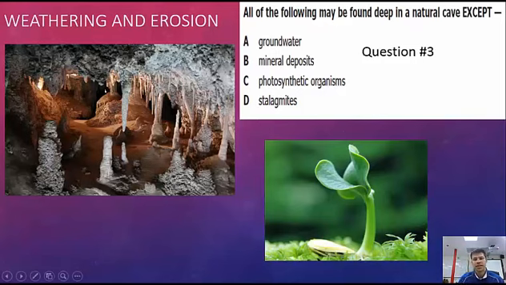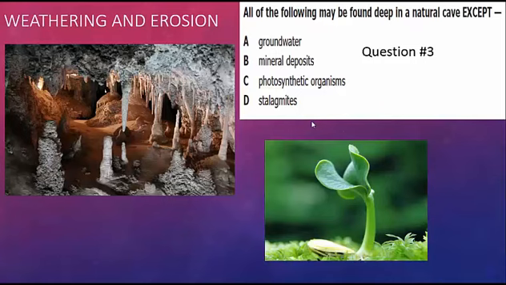Photosynthetic organisms. Remember, photosynthetic organisms make their own food. But what do photosynthetic organisms like this plant need? The first and most important thing they need is sunlight, which you're not going to find in this natural cave. So the answer is all the following except C, photosynthetic organisms.